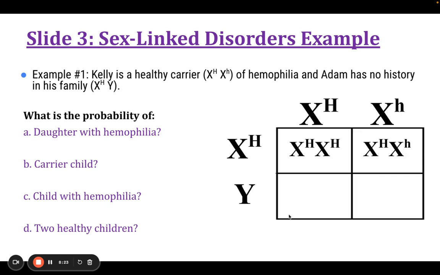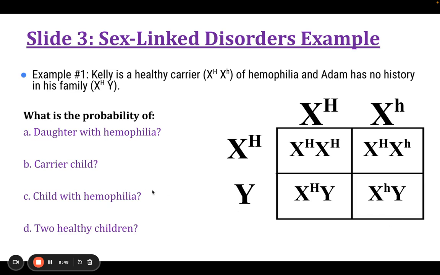In the lower left box, there's an X and a Y chromosome. So this would be male, and they carry the healthy allele. In the lower right box, I've got an X and a Y again. So this would be male because of that Y chromosome, but he has the recessive allele on his X chromosome.